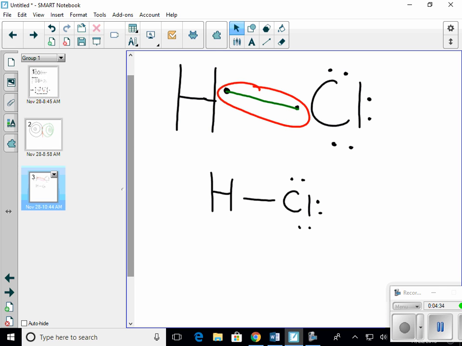If I cover up the hydrogen right now, and you look at the chlorine, chlorine has 8 electrons directly around it. 2 on the top, 2 on the right, 2 on the bottom, and 2 from this bond on the left. 2, 4, 6, 8. If I cover up the chlorine, hydrogen has 2 electrons directly around it. The 2 from the bond. And remember, hydrogen with 2 electrons is like helium. It's a noble gas. It's stable as well.